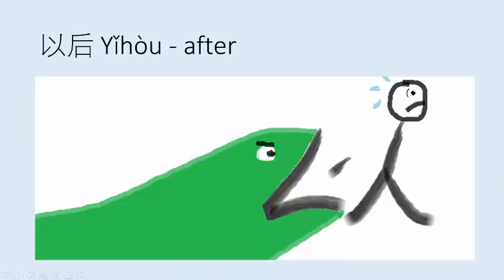The next two characters are 以后. Remember, 以后 means after. And the yi you see in a lot of words, and the way I remember it is it looks like a snake with a tongue chasing a person. It's after you. 以后. The hou you'll just have to memorize.